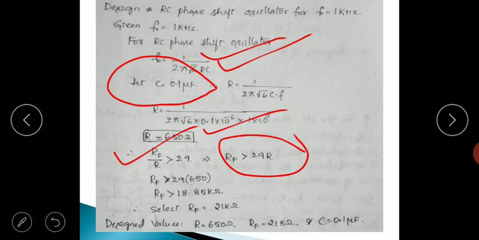Substitute, you will get RF should be equal to, minimum value of RF is 18.85, and since it should be greater, you can select any value, but minimum value required is 18.85 kilo ohm. So here I have shown you can select RF equal to 21 kilo ohm, that is a standard value. Hence the designed values are R equal to 650, RF equal to 21 kilo ohm, and C is equal to 0.1 microfarad. So this is how we can solve the numerical on RC phase shift oscillator.